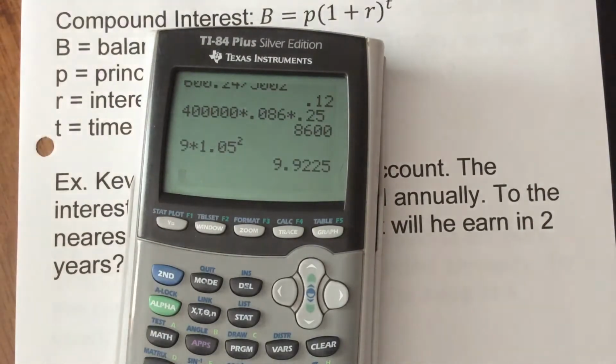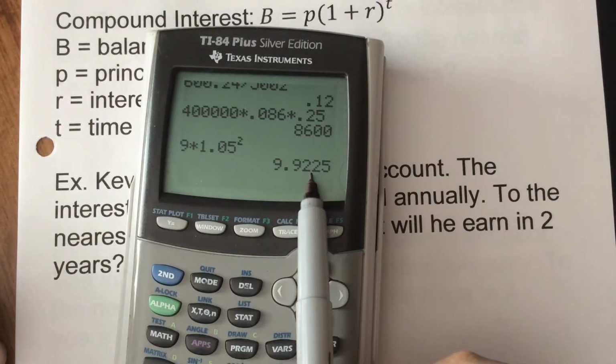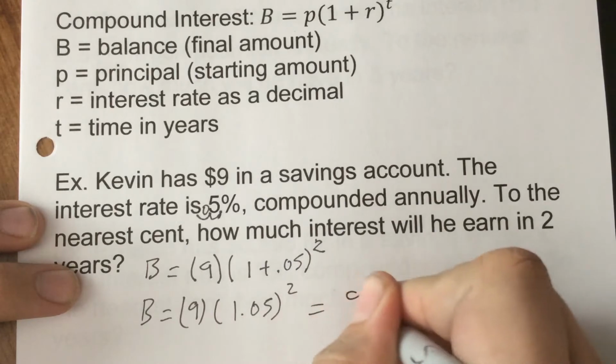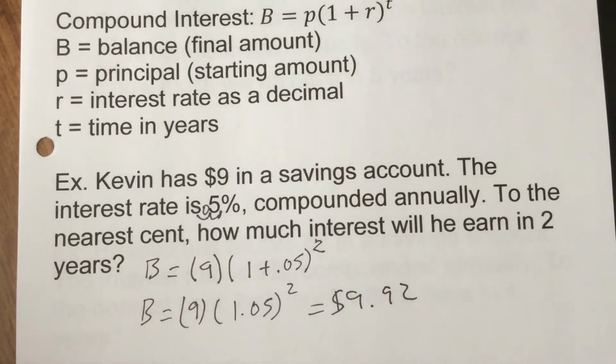9.92225 here, which, yes, this is not necessarily in money, so we have to round it to the right spot. 2 places, though, would be after the 2. So this would be $9.92. Now, are we done here?